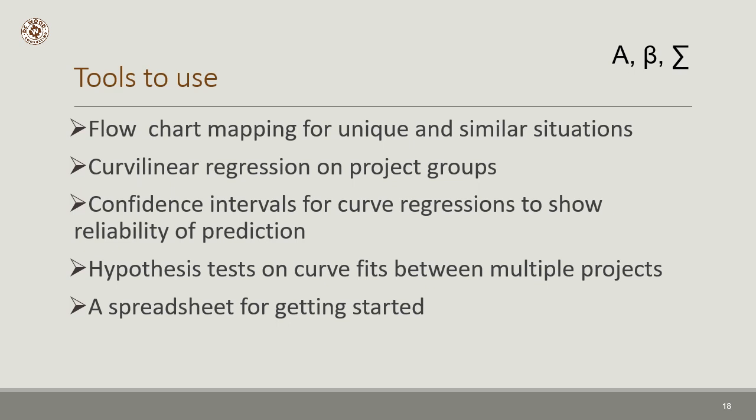Let's talk a little bit about what tools you might be able to use. Number one, a flowchart. A flowchart is crucial because otherwise, how do you see whether situations are similar and which ones are unique? I mentioned curve fitting, and curvilinear regression analysis is typically what's used on project groups. Again, we're not going to go into that detail here. That is a statistical tool, and there are many statistical packages that enable that, and you certainly need to have a certain amount of background in statistics to apply that well.